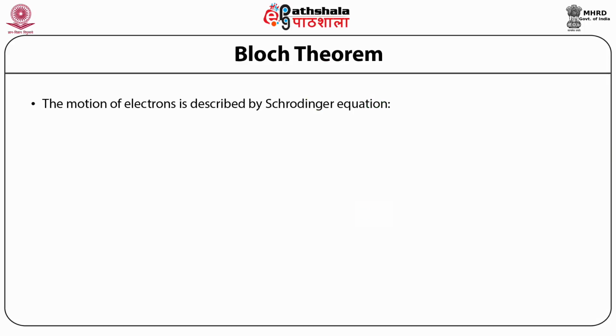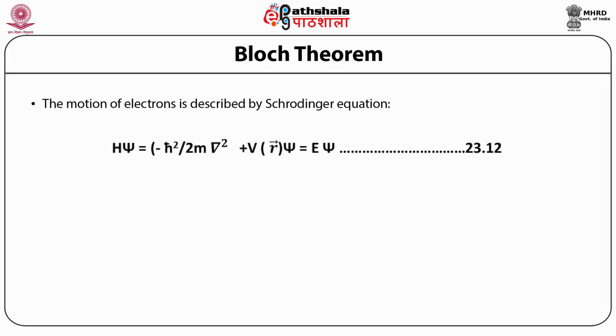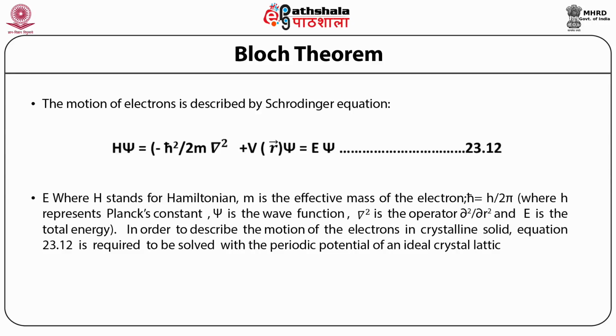The motion of electrons is described by the Schrödinger equation, H psi equals minus h cross square upon 2m del square plus V as a function of r vector, into psi, equal to E psi, given as equation 23.12. Here capital H stands for the Hamiltonian, m is the effective mass of the electron, h cross is equal to h by 2 pi, where h represents Planck's constant, psi is the wave function, del square is the operator, del 2 upon del r2, and capital E is the total energy.